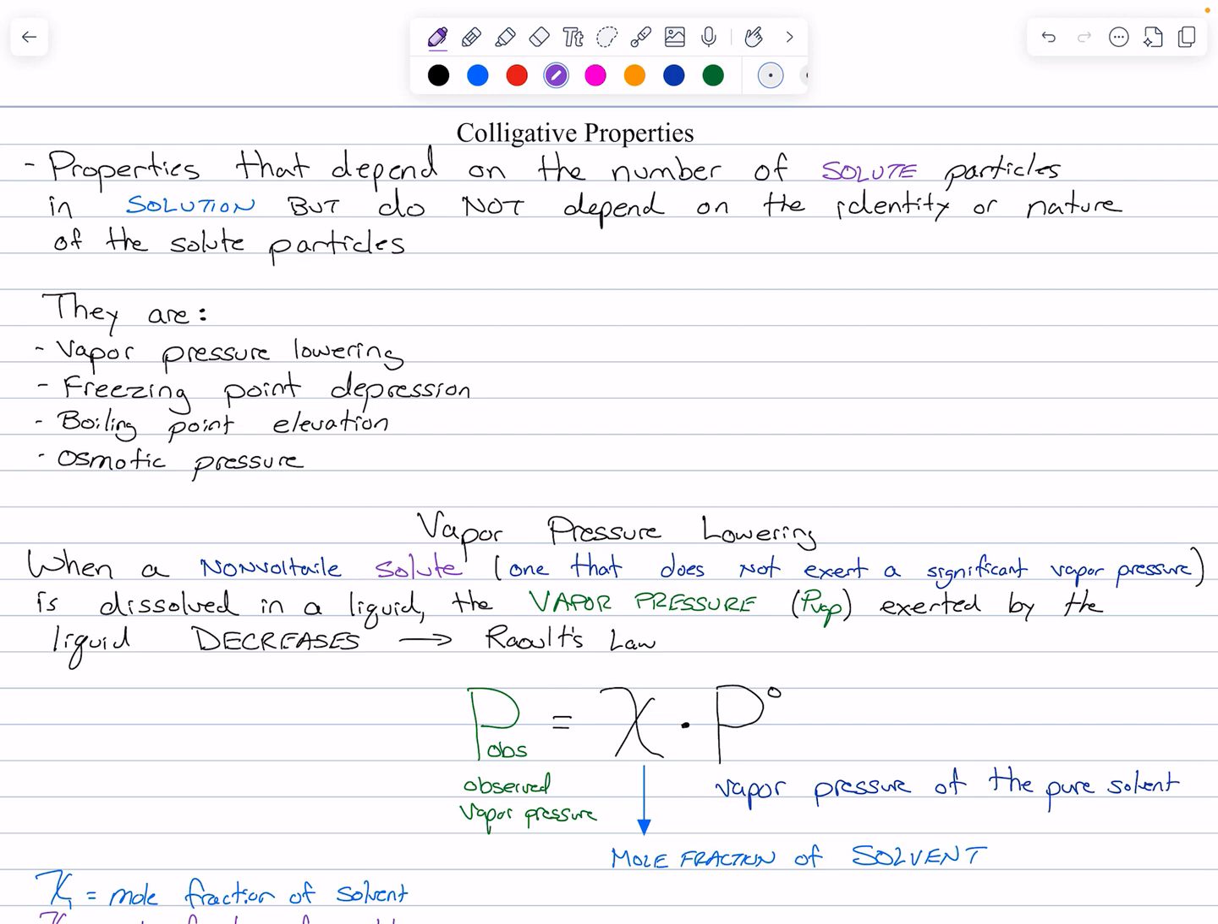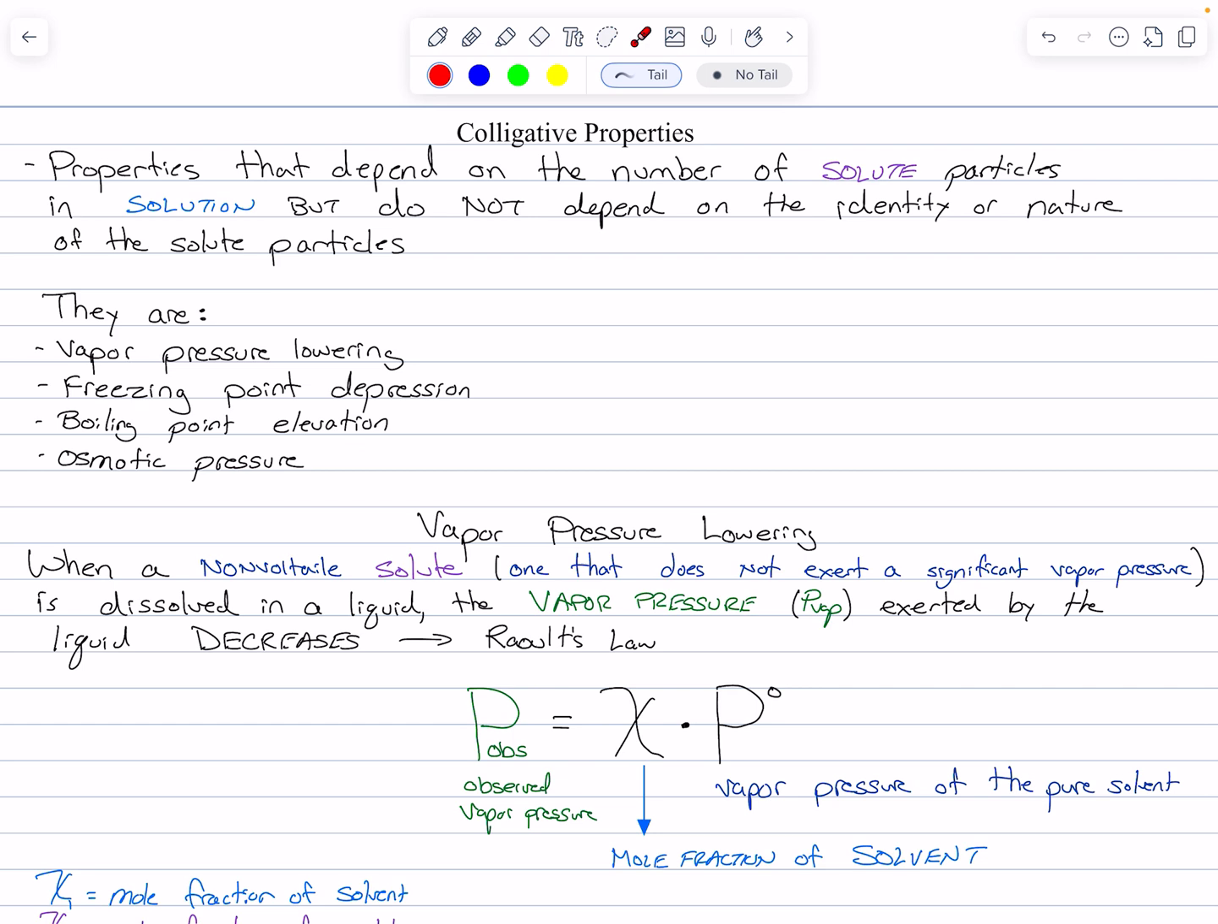Okay, and what are those properties? Well, the vapor pressure lowers, and we're going to talk about that. Then the freezing point goes down, the boiling point goes up, and then osmosis if the solvent undergoes osmosis, like water does. All right. So let's talk about this vapor pressure lowering.